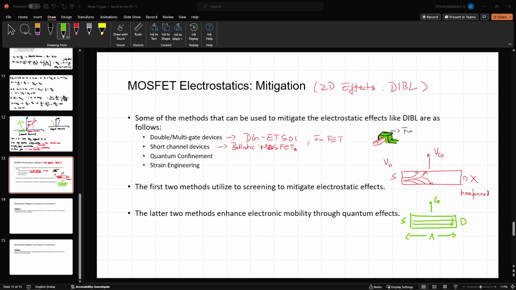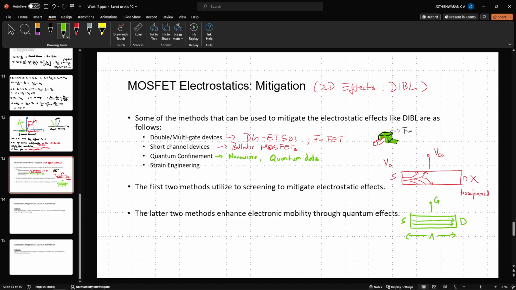These employ screening. Now the second methods: quantum confinement we can do by having, say, nanowire transistors or quantum dot devices. Quantum dot devices, even single electron transistors, are all under this category.